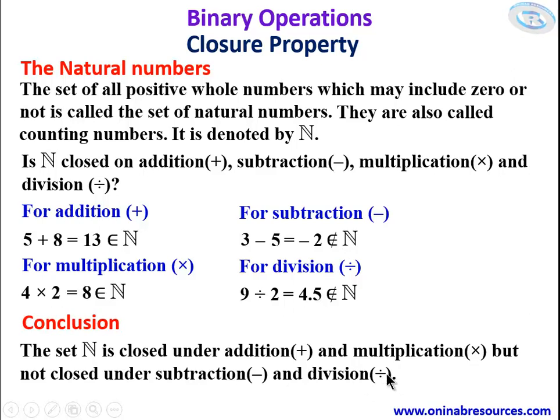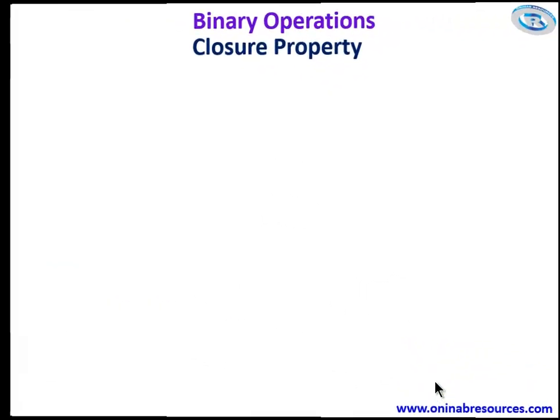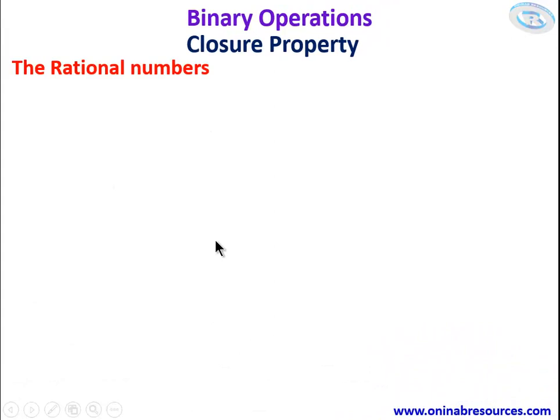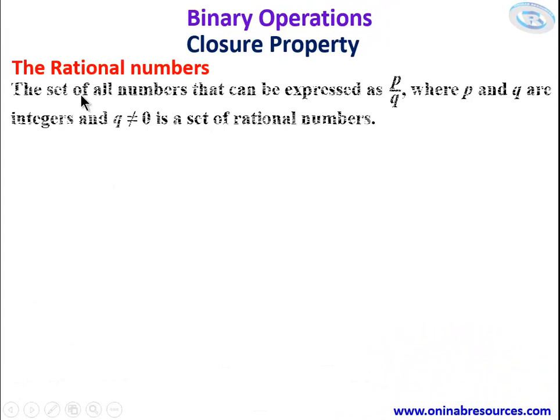So that is that for natural numbers. We go for the rational numbers. The set of all numbers that can be expressed as p over q, where p and q are integers and q is not equal to 0, is a set of rational numbers. It is denoted by Q.